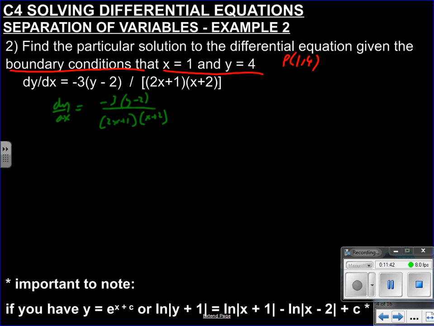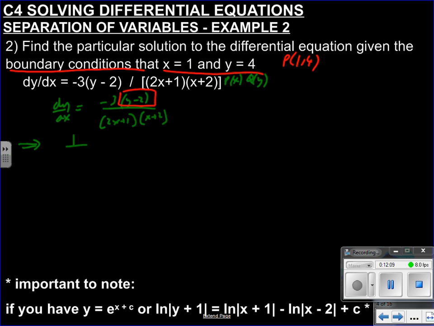Is this in the form of p of x times q of y? Absolutely, you can see that the x's and y's are separated already. My advice, when you've got constants, leave them where they are. So I'm going to leave that minus 3 where it is. So I'm going to put all the y's on the left, so everything to do with y is just in that bracket there, because remember, I can only multiply and divide.